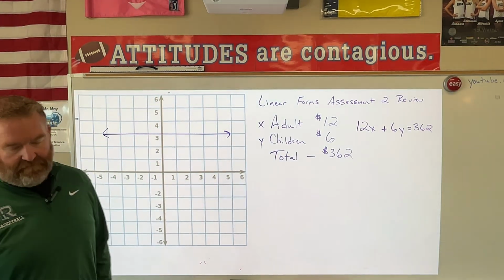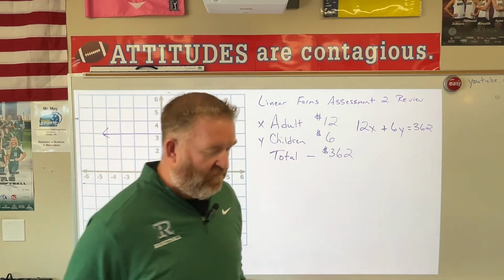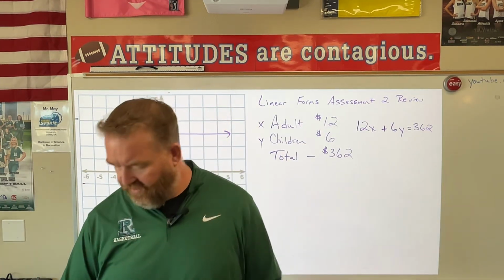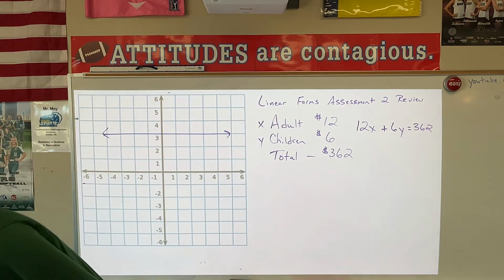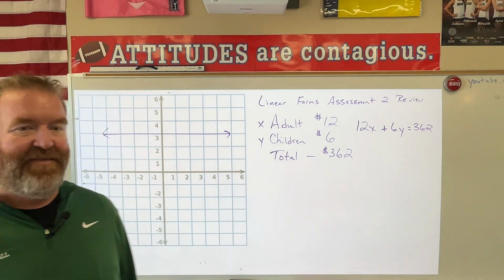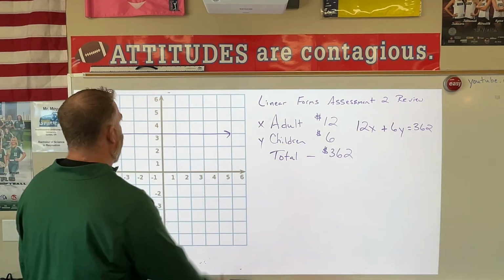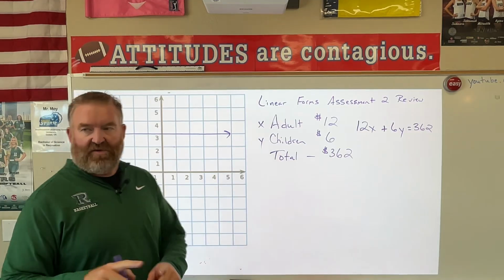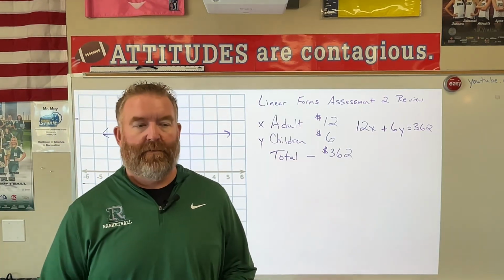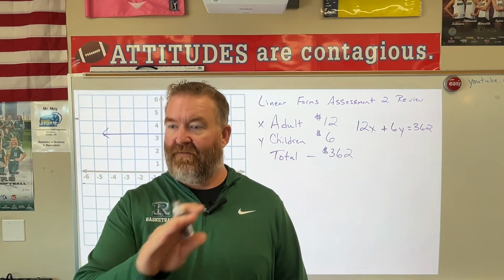Here's my question. What is that equation? What were the 2 words I told you, remember, on the last review? Horizontal and vertical. Okay, you remember that? Now, which one would this be? Is this horizontal or vertical?